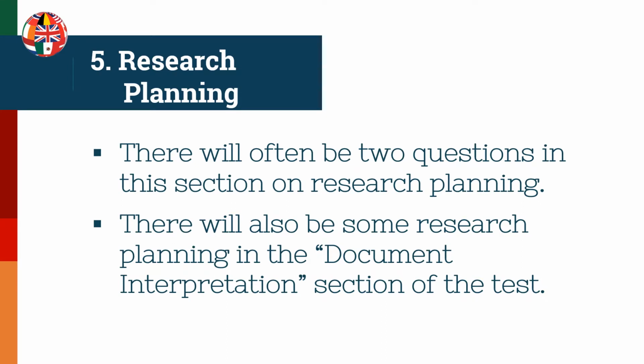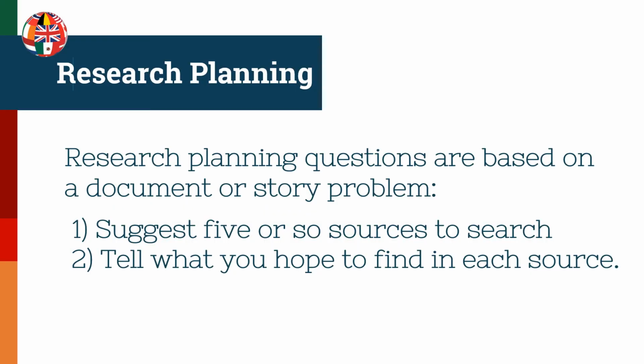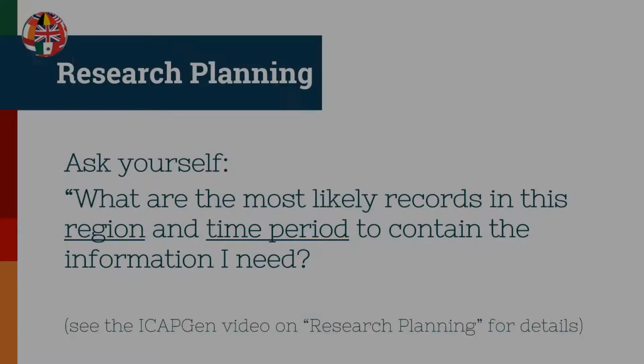Other questions that will appear on your test will involve some research planning. There will often be two questions in this section on the research planning, and also you'll find in the document interpretation section of the test other questions on research planning. The research planning questions are based on a document or story problem that they provide, and they will ask you to suggest 5 or so sources that you would search, and then tell what you hope to find in each of those sources.